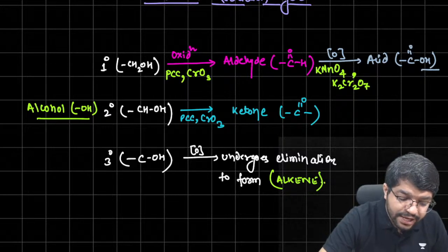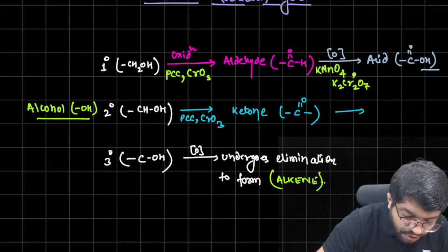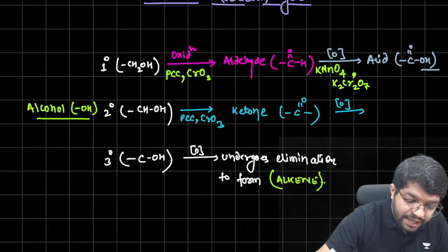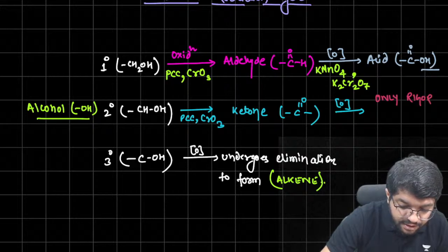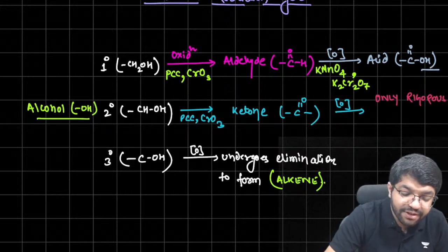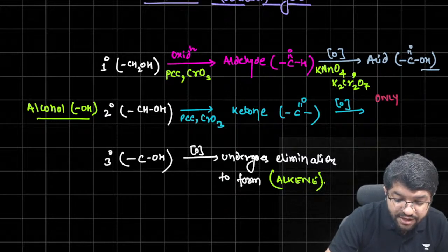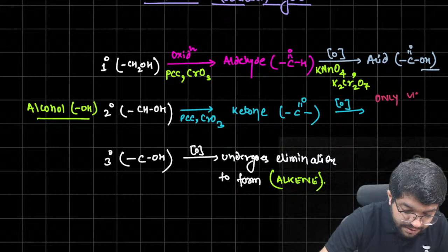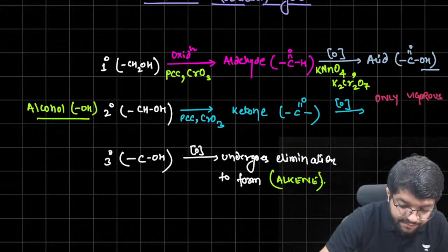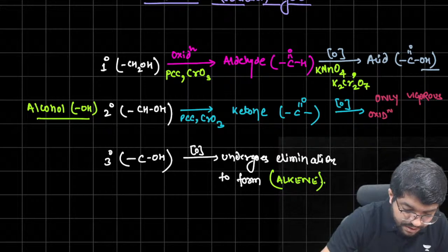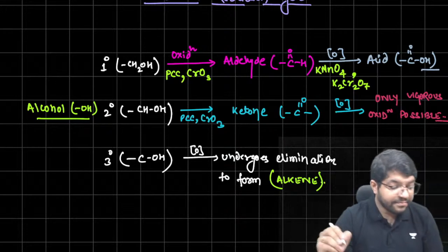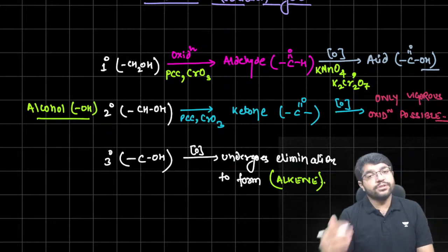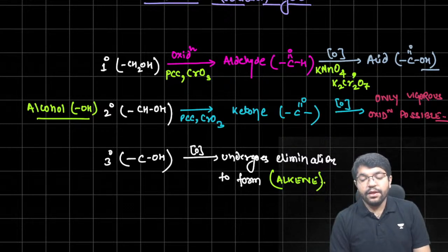And ketones, once I oxidize, there is no mild oxidation, only vigorous oxidation is possible. Only vigorous oxidation is possible.